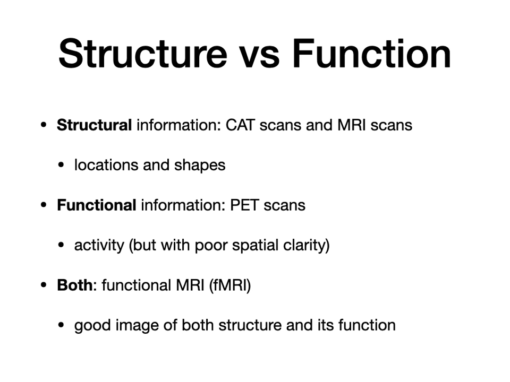So this is a strong distinction between what's available. Again, structural information we can get from CAT scans and MRI scans. So we get the locations and shapes of the brain regions, right? Whereas functional information we can get from things like PET scans, which are measuring some amount of the blood flow in the brain using an injected dye. We'll talk about that. But it gives you the activity, right? But with a little bit poorer spatial clarity.